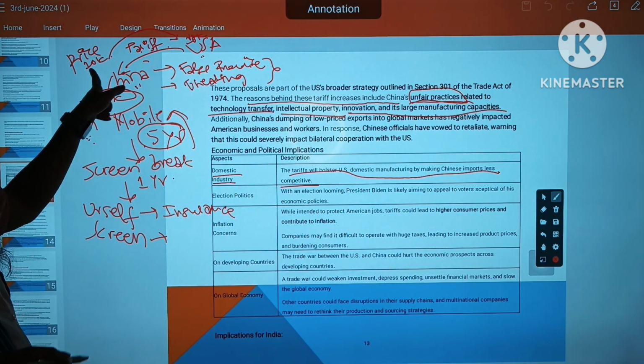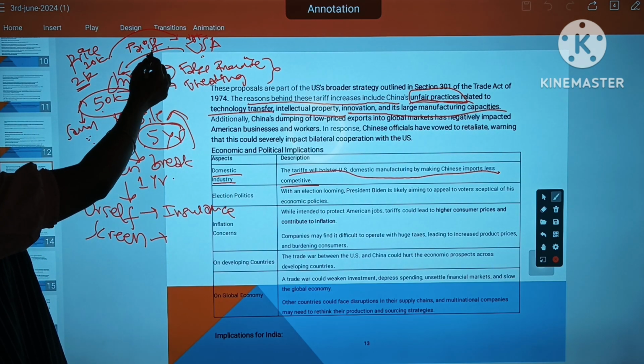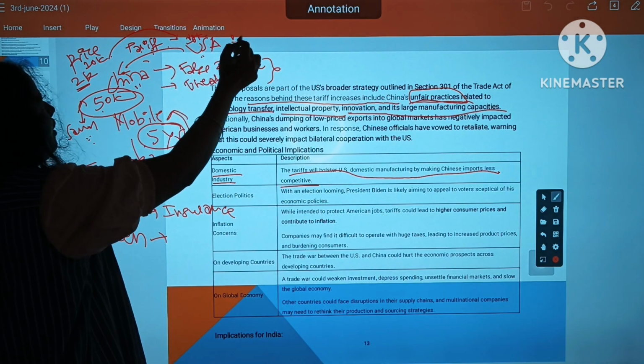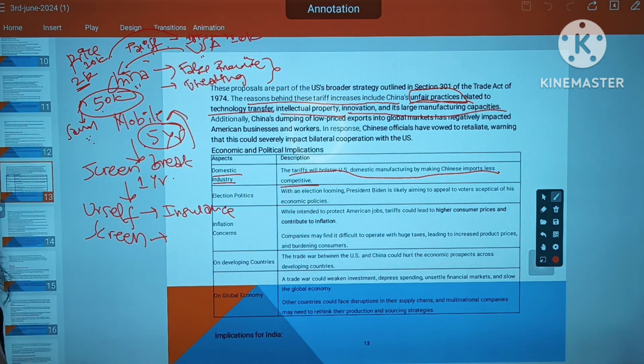What does China have to do? It has to reduce the price of the mobile to 2k, 2000. Then after adding the tariff also, it will come to 10k. So the sales will not be affected. But what happened?